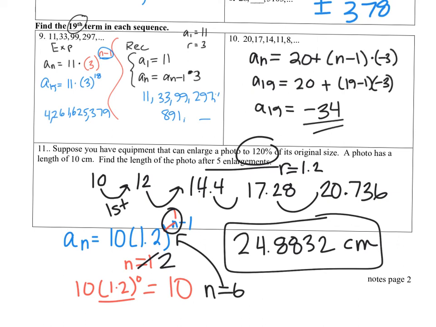So sometimes when I'm doing these sequences with the explicit formula, I have to pay attention to the wording, and it's after 5 enlargements, so I have to figure out if I plug in 1 to the explicit formula, does it make sense?